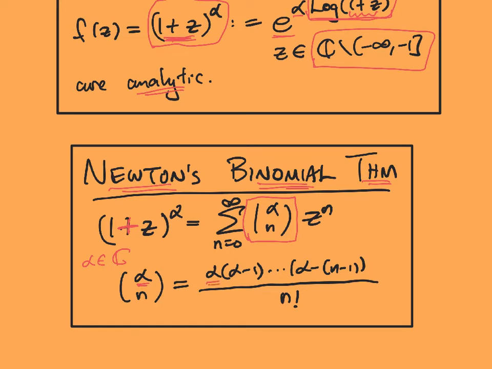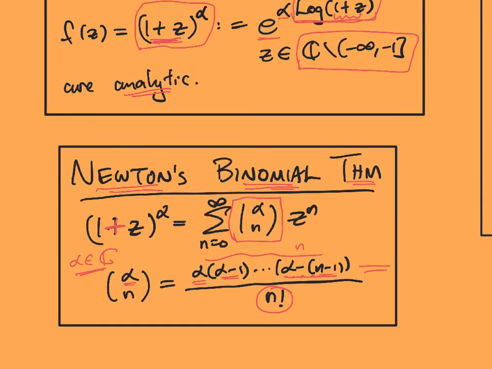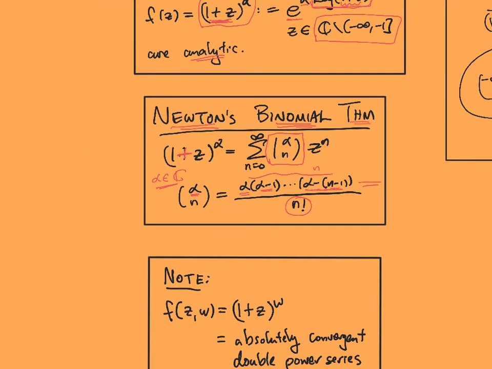So I would take alpha times alpha minus 1 all the way down to alpha minus n plus 1. So I have n terms here. And it's like we're chopping off the rest of the terms, starting at alpha minus n, but that doesn't really make sense for a complex number. And then I divide by n factorial. So this is the theorem, and you've probably seen it in a calculus class. But let's give some examples of it and prove it.